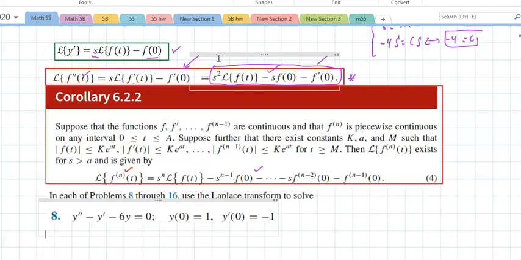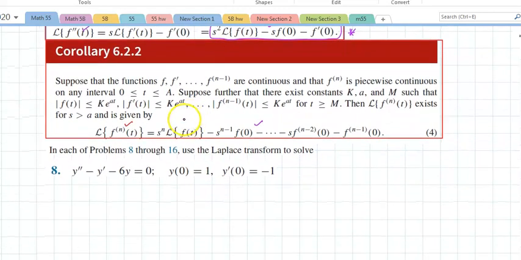And if you see a constant, you ignore a constant. This is the general formula for any power. We don't go beyond 2. So if I glance at this, in each problem 8 through 16, use Laplace Transform to solve. We know how to solve this, right?